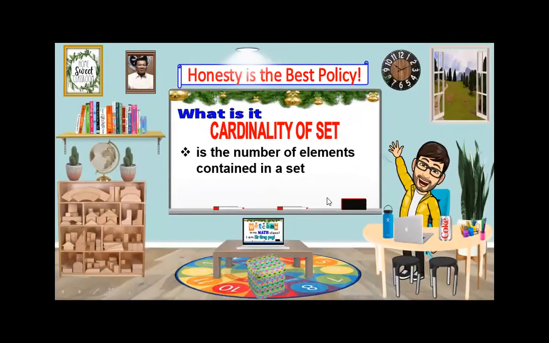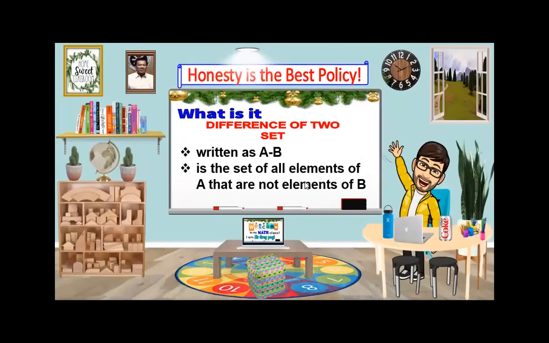Now, cardinality of sets. Ayan, is the number of elements contained in a set. Ayan, or the total number of elements. Bilang, di ba? Ilan ba sila, lahat yung elements na nandun? Bibilangin natin. Yun yung cardinality. Okay?